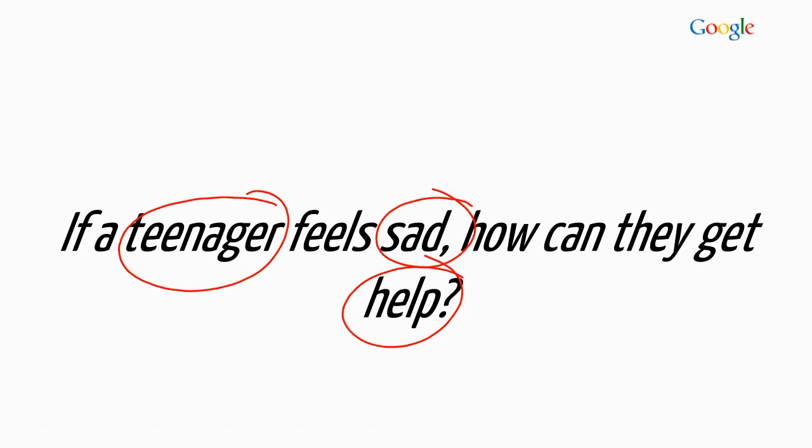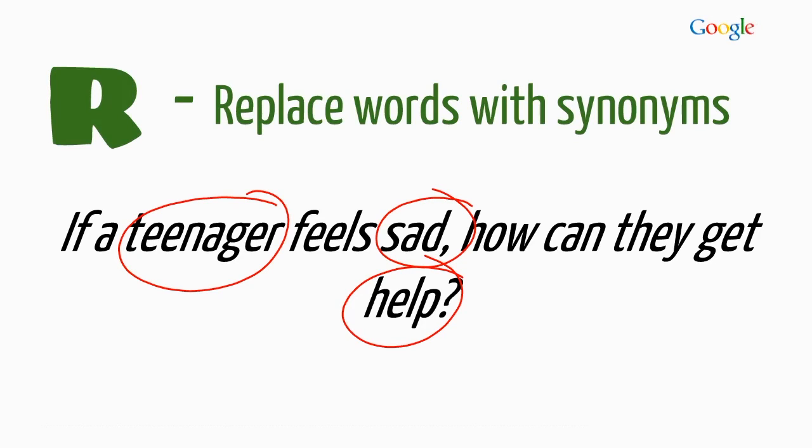The next aspect of CRAM said that I need to decide if I should replace any of my words with synonyms. I'm looking for more formal versions of the word, more academic versions of the word. So I'm going to look at teenager. I think teenager is an okay word to use. But then I get to sad, and I don't think sad is an academic or sophisticated research word. So instead of using the word sad, I'm going to use the word depression. Depression is a more formal version of the word sad.